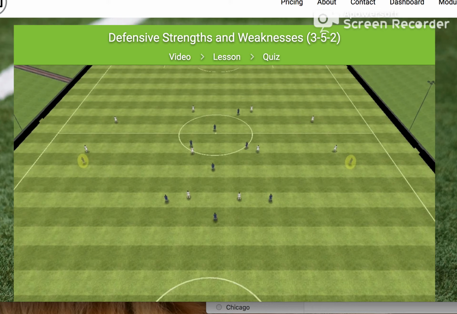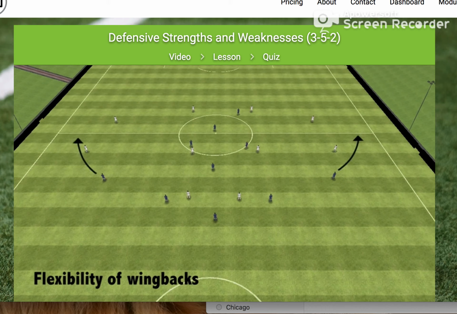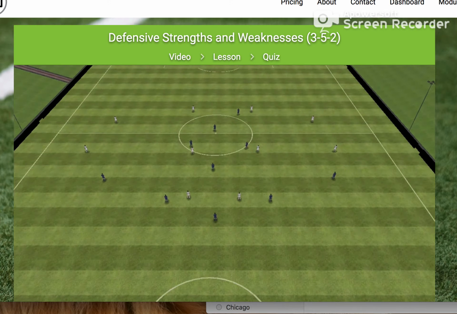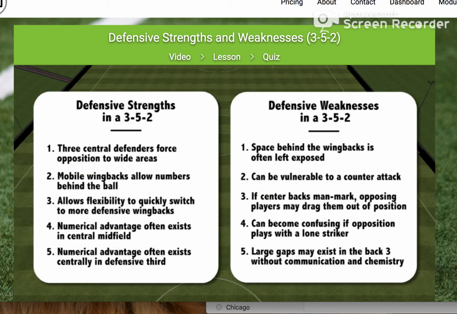In cases where you are maybe holding a lead or want to play more defensively, it's also easy to adjust the formation to have the wingbacks have a deeper starting position like this, almost playing as outside backs. With mobile wingbacks who have a high level of fitness, you can get strong numbers behind the ball, while maintaining numbers in the attack. We will focus more on these strengths in the module titled Attacking Shape in a 3-5-2. Before moving on, here is a recap of what we went over in this video.